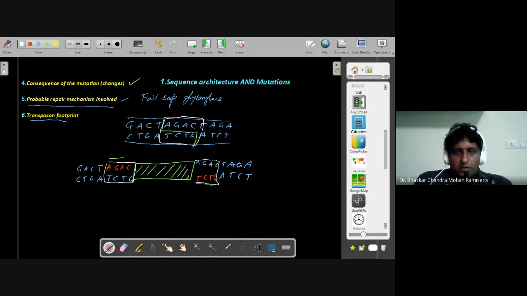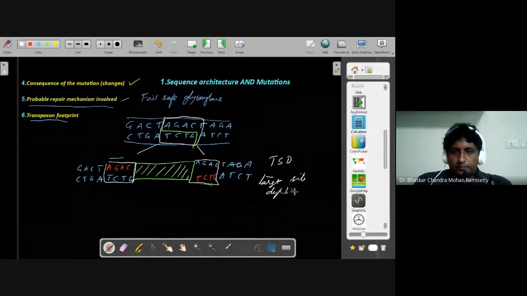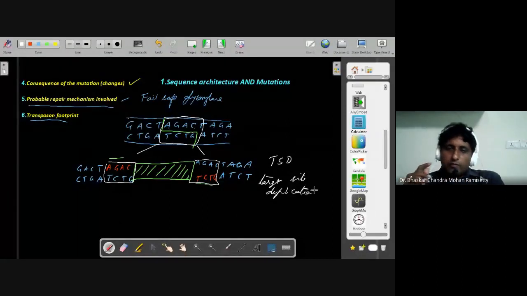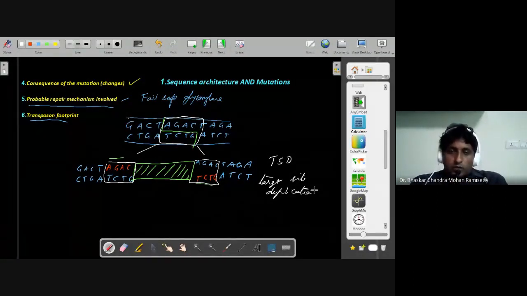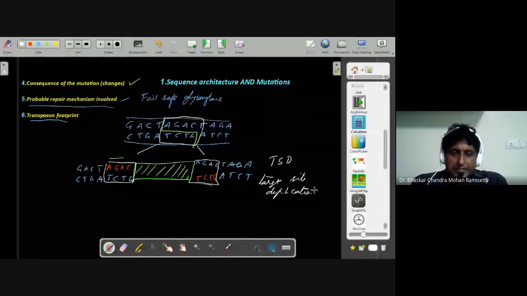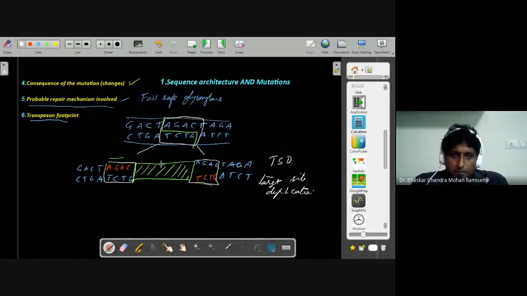But now you have two pieces of the same here. That's called TSD, that is target site duplication. Why I'm describing this is when you are comparing your sequences, you need to look for target site duplications.